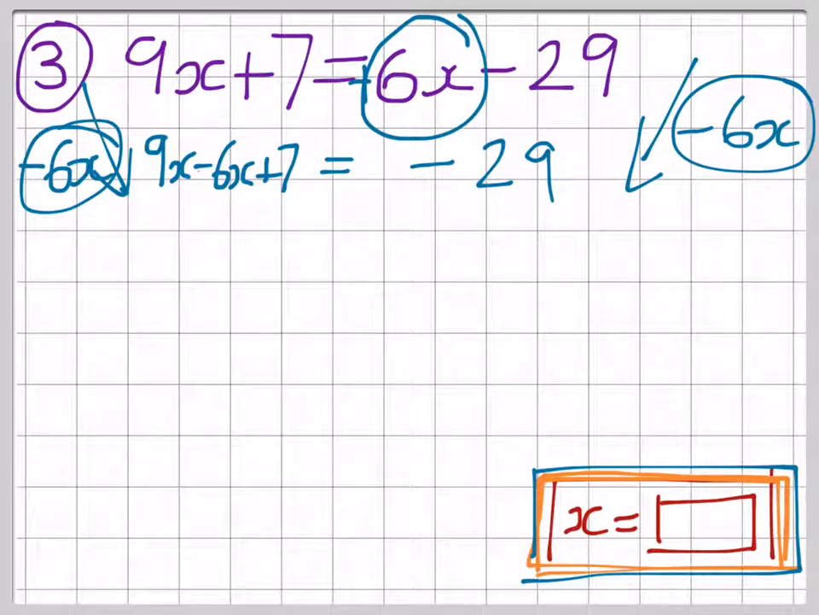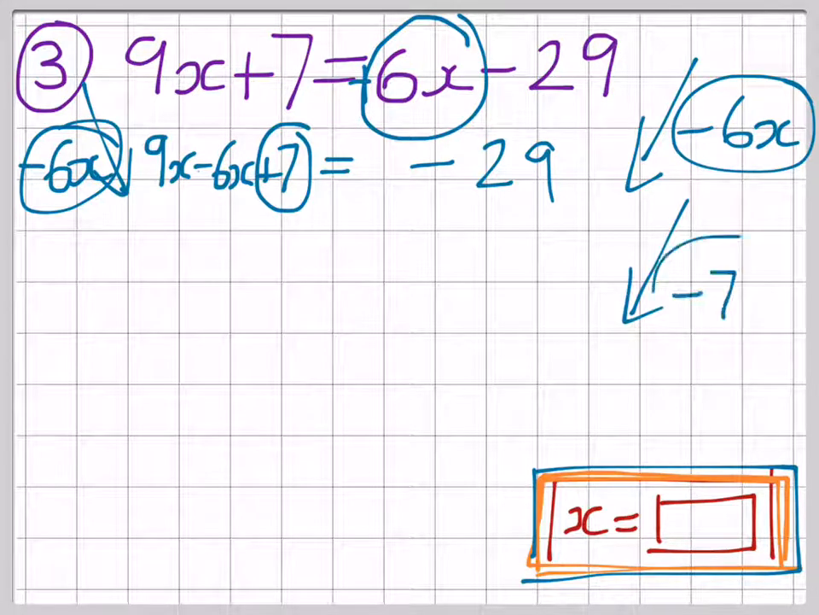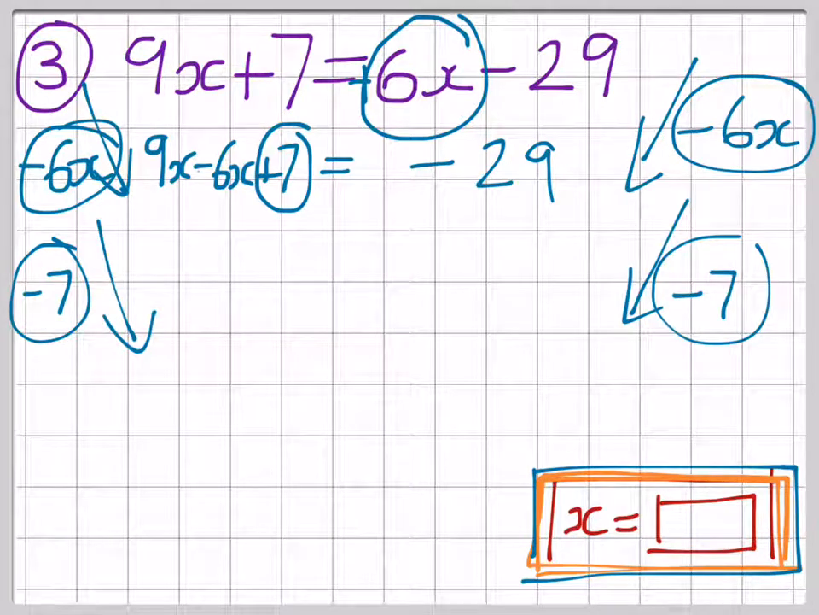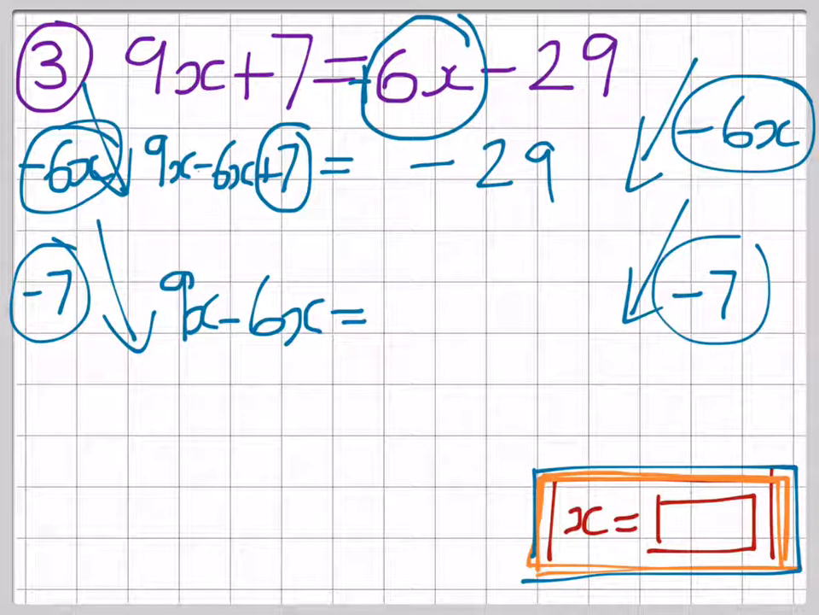Now we've got all the x's on the left and we need to make sure all the numbers are on the right. So we need to get rid of this plus 7. The inverse of plus 7 is minus 7. So let's do that to both sides. Very similar to what you do to fractions. With fractions, whatever you do to the bottom, you also do to the top. With equations, whatever you do to the left, you also do to the right. So we've now got 9x minus 6x on the left. Our plus 7 has disappeared. And we've got minus 29, and then we take away 7 on the right.